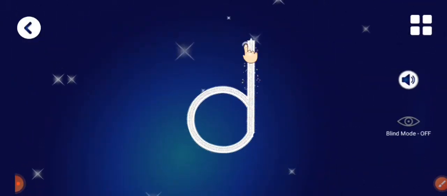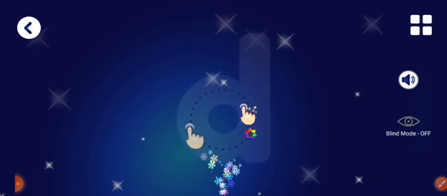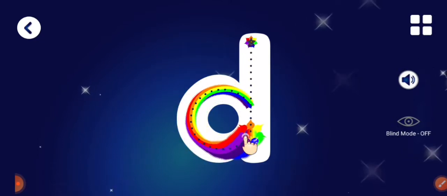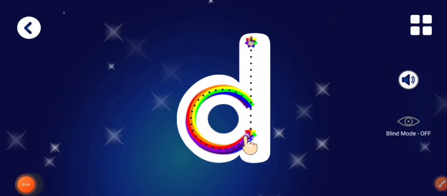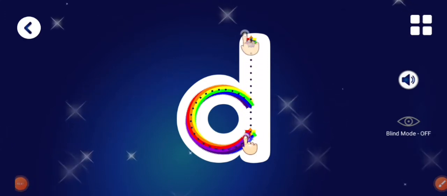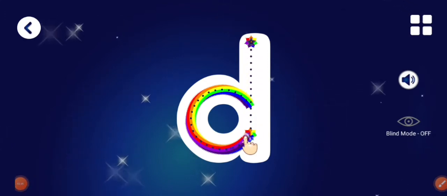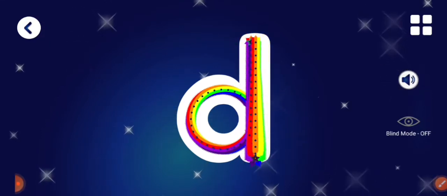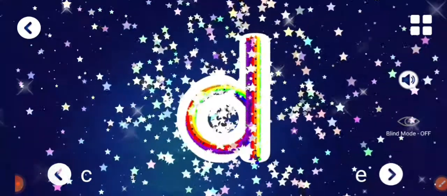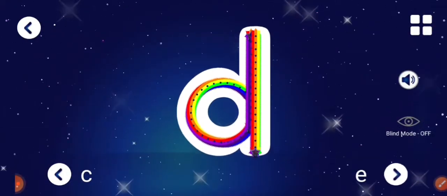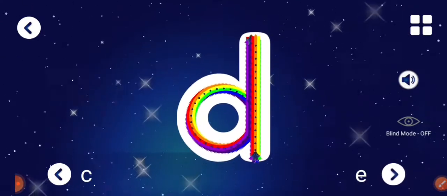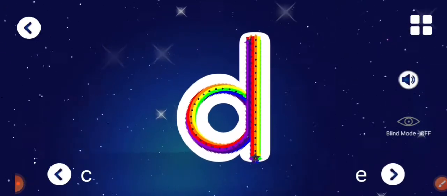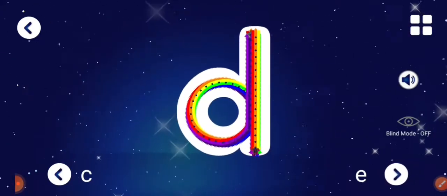Next letter is D. So how to write a D letter? First you have to trace the dots line. Half curve. Okay, half curve you have to trace it. Then up, you have to trace the standing line, and down you have to take the standing line. Half curve, standing line. So which letter is it? Small letter D.